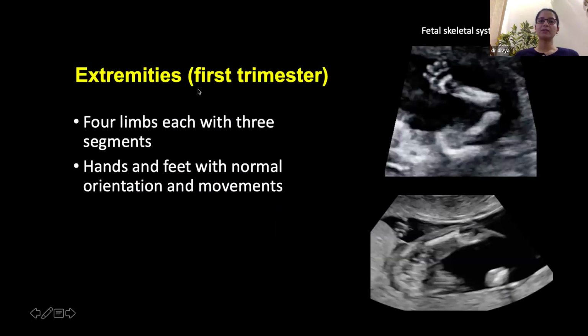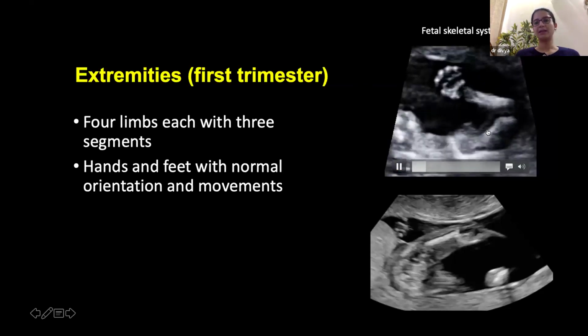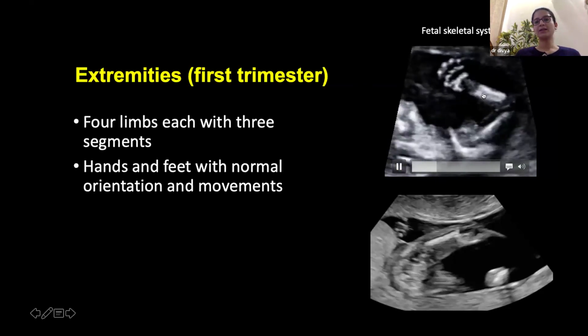Now, extremities can also be visualized. In fact, they are visualized very well in the first trimester because at that time there is adequate amount of amniotic fluid around the limbs and there is hardly any bone shadowing. Just as we see in the second and third trimester, we need to look at all the three segments of both the upper and the lower limbs. As you can see in this clip, we can easily see the humerus, the radius, the ulna.